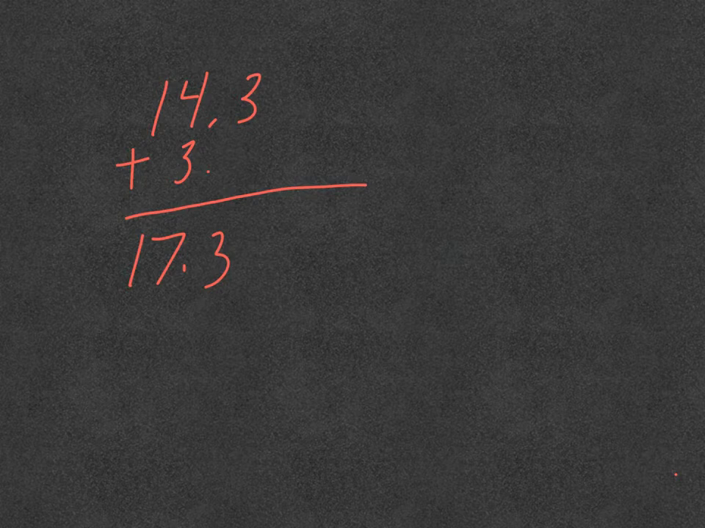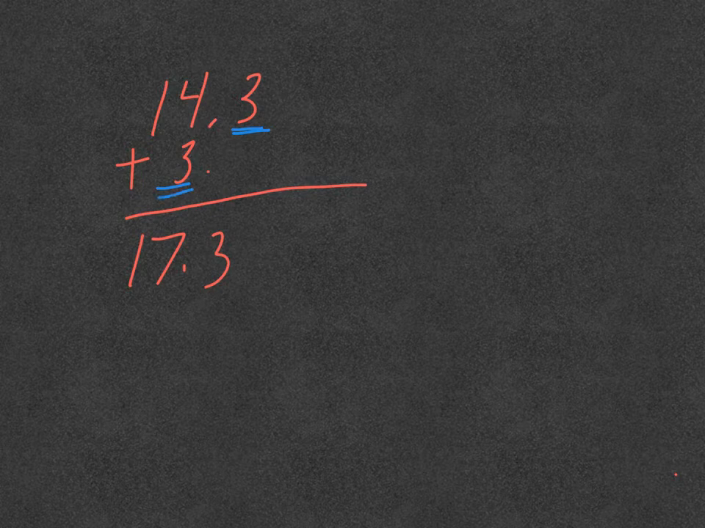Now, if you're concerned about measurements and the accuracy of your answer should reflect the accuracy of the measurements that you make, when you're adding and subtracting, you have to pay attention to the places of accuracy. Not the number of significant figures, but the place of accuracy. So in the case of 14.3, it's been rounded to the nearest tenths place. In the case of 3, it's been rounded to the nearest ones place.